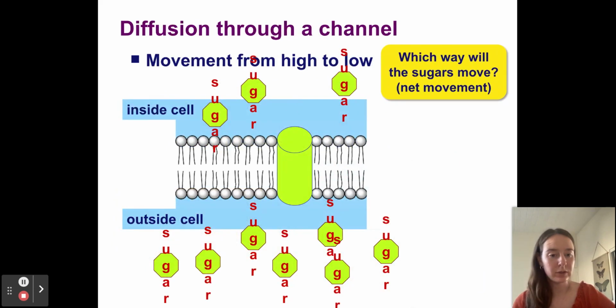So we call this diffusion. With these channels, diffusion is still happening. There are going to be molecules moving across their concentration gradient.